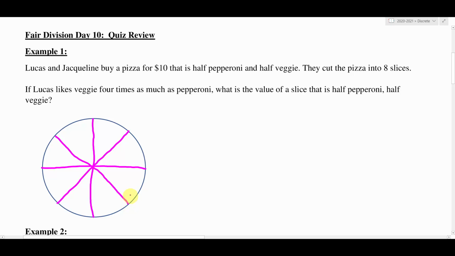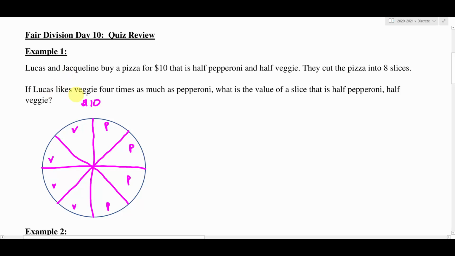Okay, so the pizza is cut into 8 slices, and let's say this is the pepperoni slices, right? Because it's half pepperoni, half veggie. So these are all my veggie slices over here. And the total value of the pizza is $10, so all the slices combined are going to be worth $10, and that's going to be true for both Lucas and Jacqueline. It doesn't really matter since they paid $10 for the pizza.